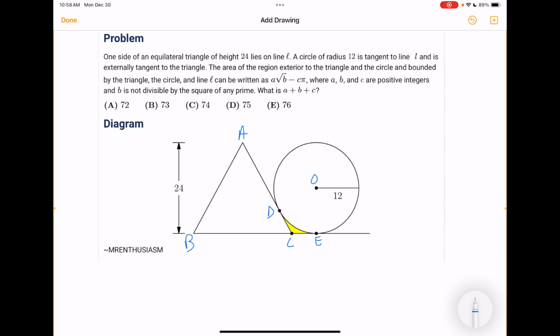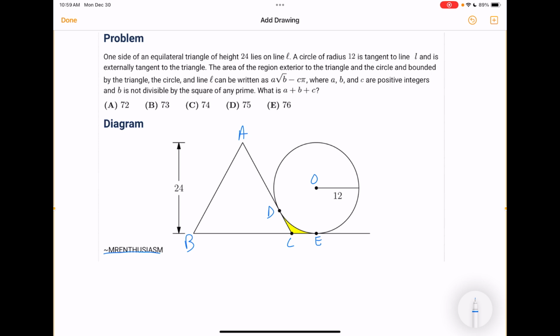So here we see that we have a diagram, and this is from this person, and you can look this up at artofproblemsolving.com. I'm just going to use their diagram because it's a lot clearer, and they've already shaded in the area that we're trying to find, which is the yellow shaded part. I labeled the three vertices of the triangle A, B, and C, and then the points of tangency D and E, and the center of the circle O.